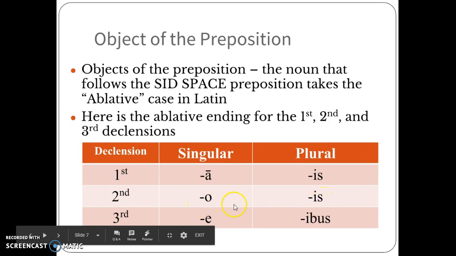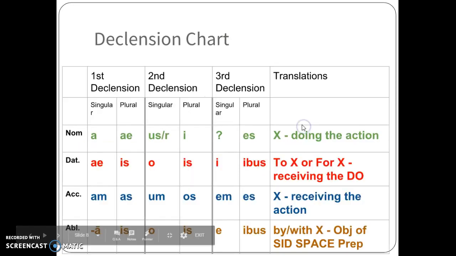You'll notice that this is actually very similar to the dative for the second declension. And third declension ablative singular is e, and its plural is ibus. So it goes a, is, o, is, e, ibus. These will need to be memorized for the test. Here they are with all of them, all the endings, and I'm going to keep my mouse still so you can see this. There we go.